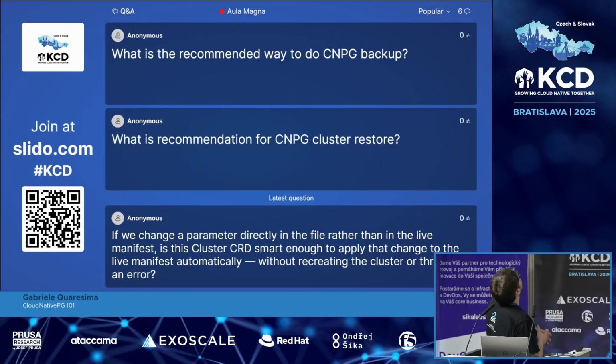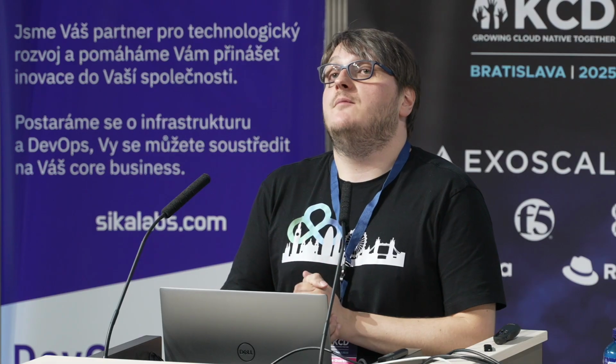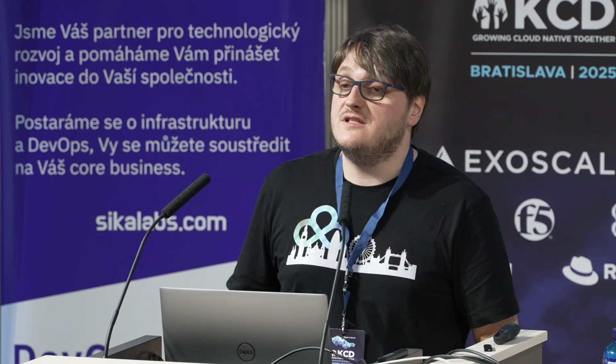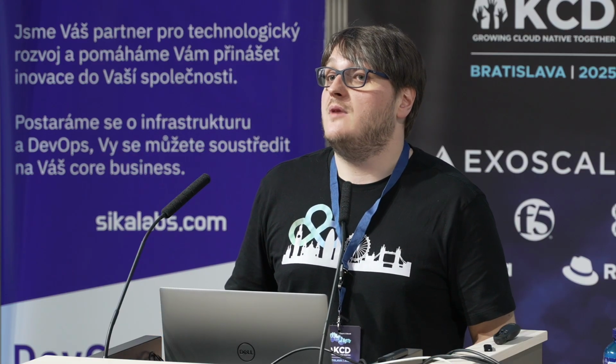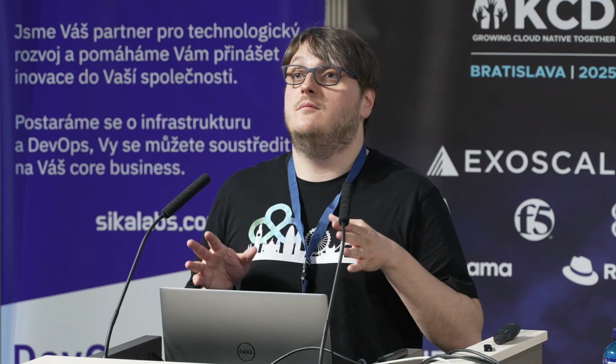What is the recommended way to do CNPG backup? Yeah, I put the backup out of the demo, otherwise I would take perhaps all the demo time, but locally with MinIO you can test it. The current way to perform backups is via Barman. We have the Barman Cloud plugin. Historically, we had the Barman Cloud stanza inside the spec of the cluster, but then it has been deprecated in favor of the plugin.